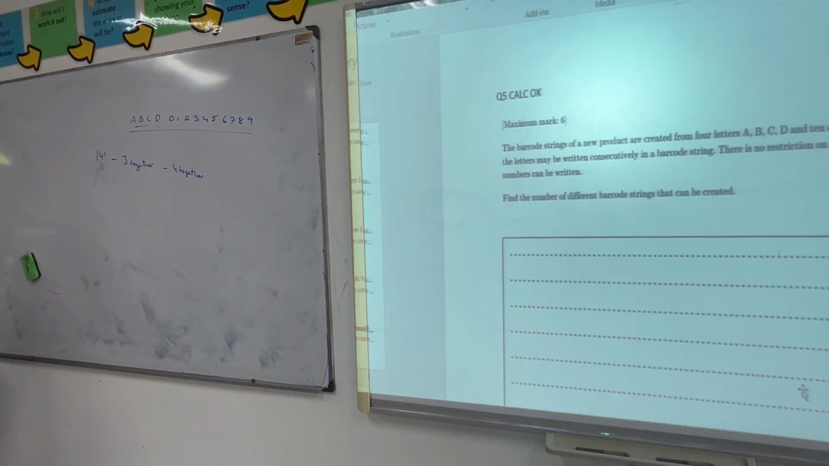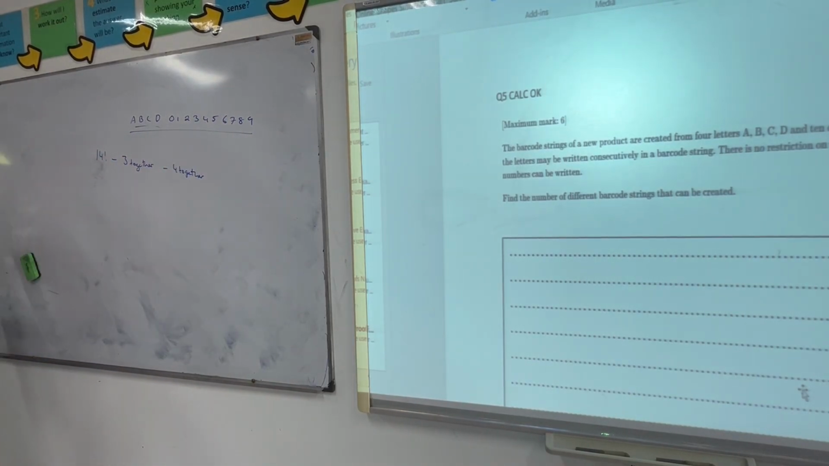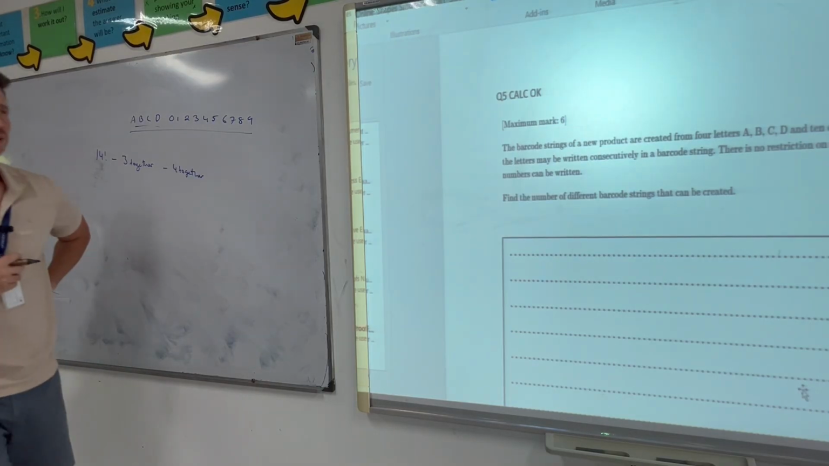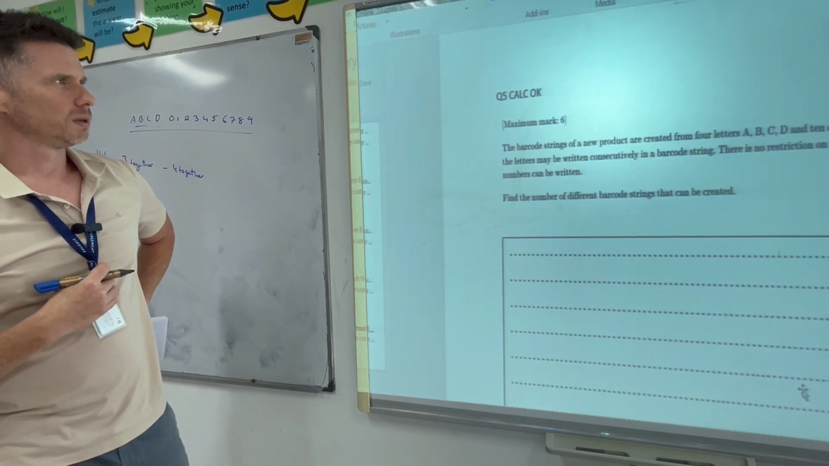Wait, why is it 14 factorial? There's 14 things there. Well, can't you repeat the same number multiple times? You can, yeah. Oh, you can't. No, you can't. There is no restriction on the order, but you've got to use them all. Where does it say that? How do you know that? Yeah, it's a bit vague, isn't it? It doesn't say that.